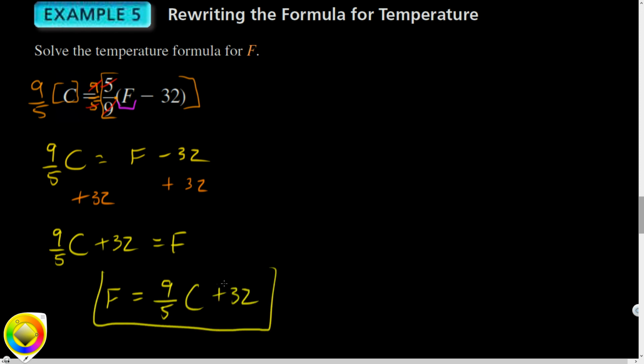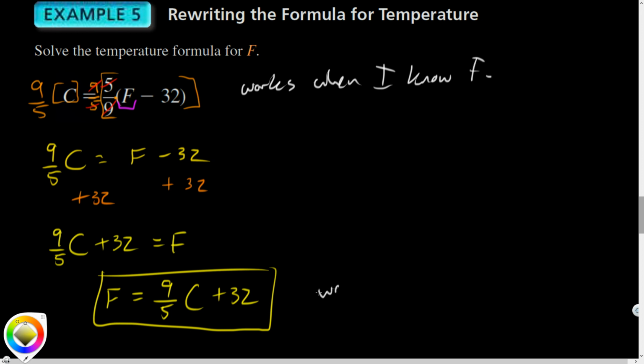And so notice the benefit of this compared to the original one. The original works when I know F. This one works when I know C. So if I know C, I would just plug C in and I'd be able to convert Celsius to Fahrenheit. Being able to rearrange formulas like this is a helpful skill, now made available to you by the algebra.